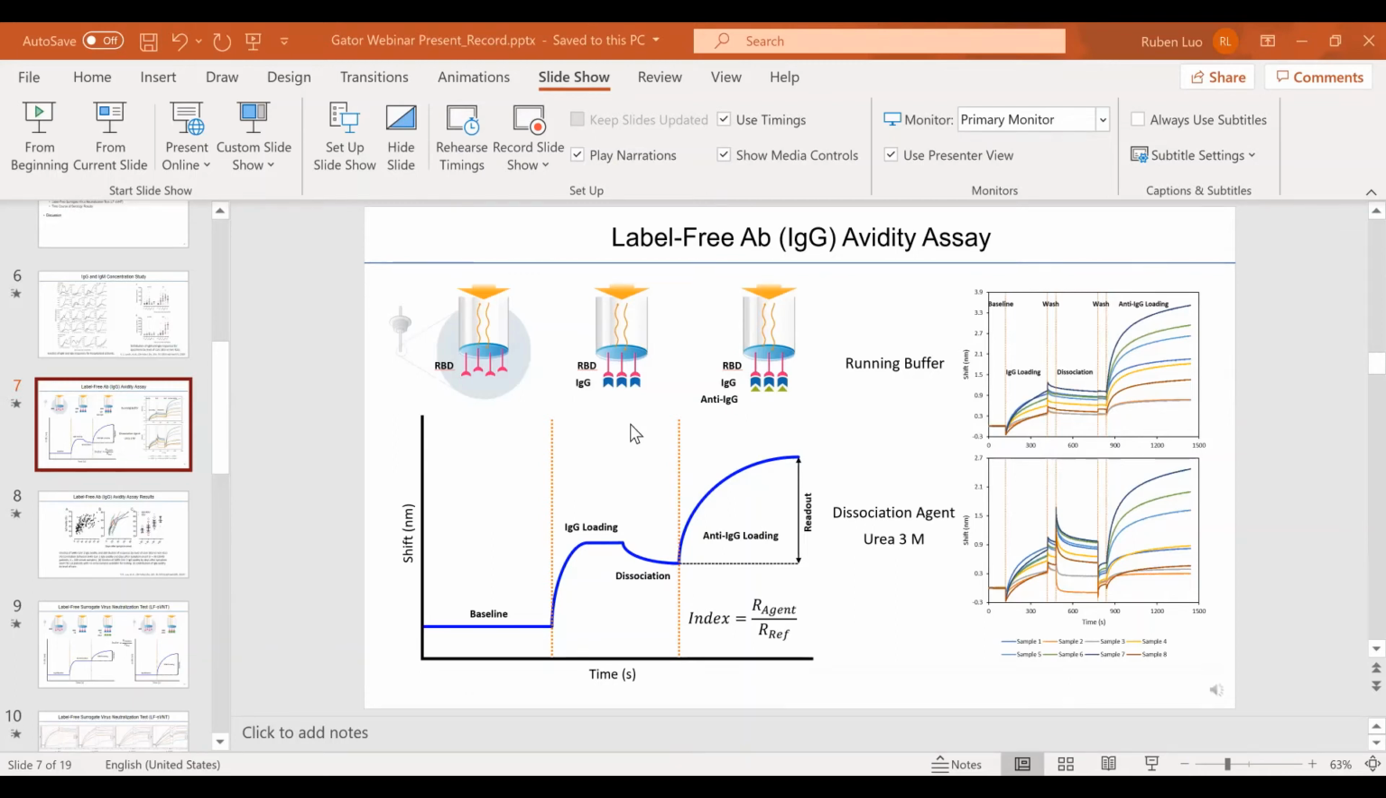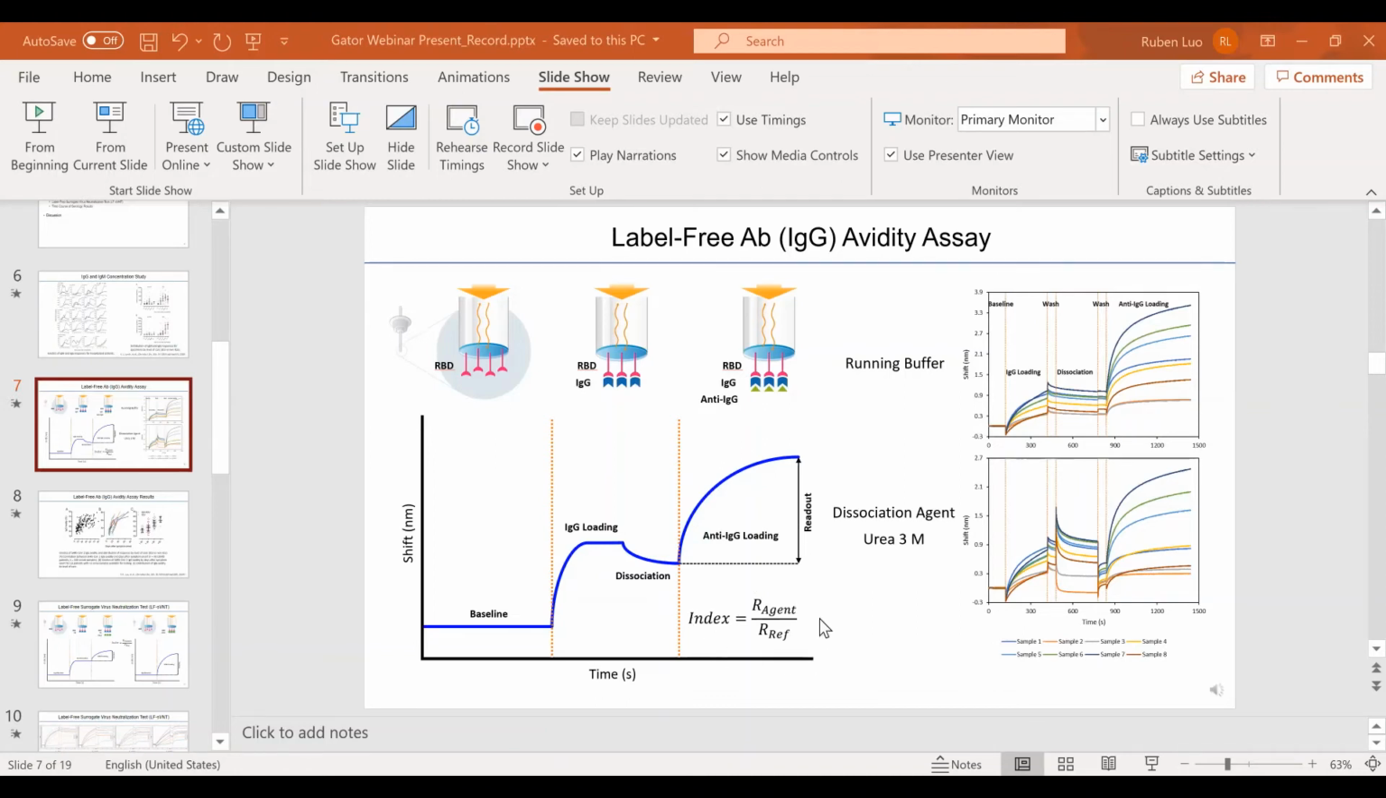In the actual experiment, we first place it into running buffer, and then we complete the process. And then we regenerate the sensing probe to remove all the IgGs and anti-IgGs bound to the surface. So we just restore the state of the sensing probe, and then we place it into the same specimen again, and then we put it in the urea. So these are two different steps in this one measurement cycle, and then we calculate the ratio of these two steps.